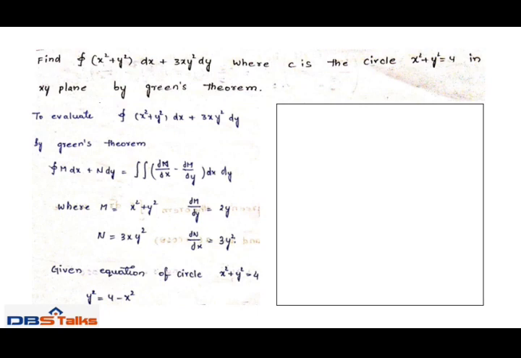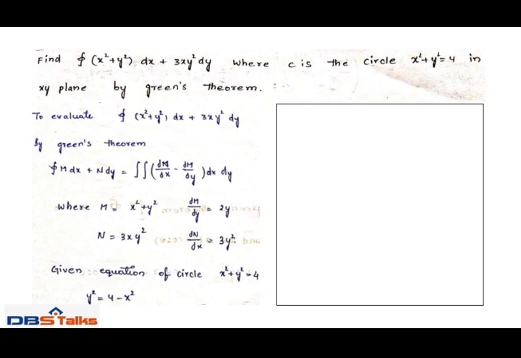So in the given problem, M is x² + y² and N is 3xy². Now we have to find ∂M/∂y. With respect to y, x² is constant, that is 0, plus y² is 2y. So ∂M/∂y is 2y, and ∂N/∂x equals, 3y² is a constant, x is 1, so ∂N/∂x equals 3y².